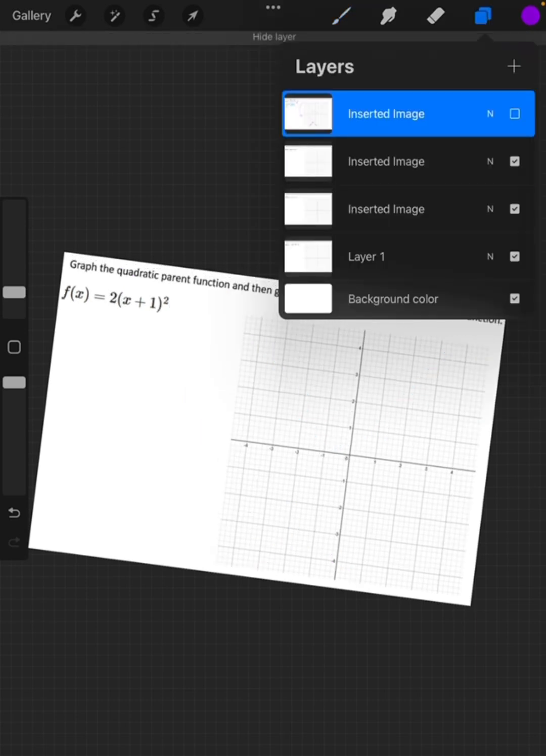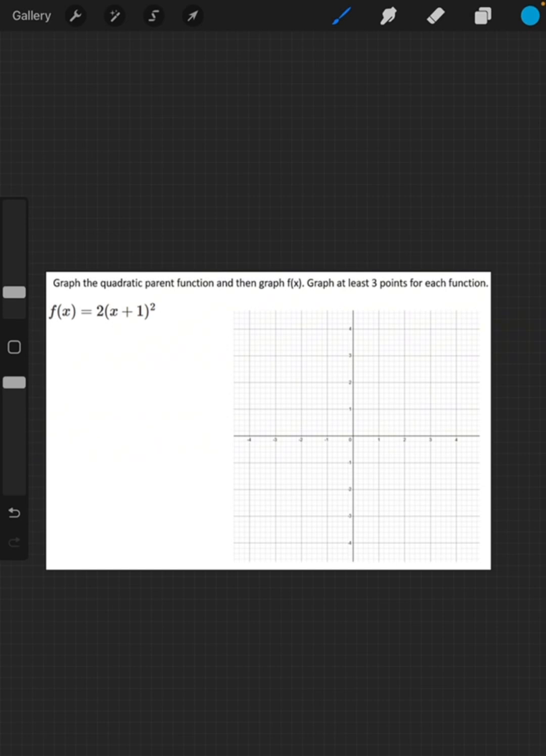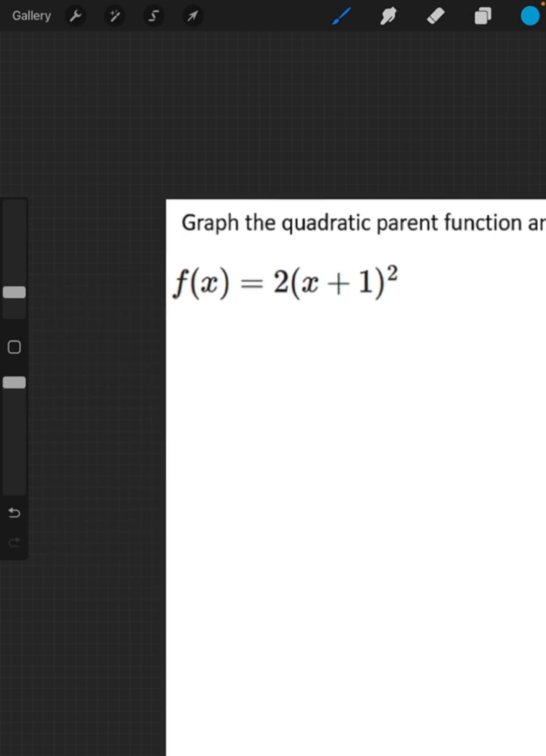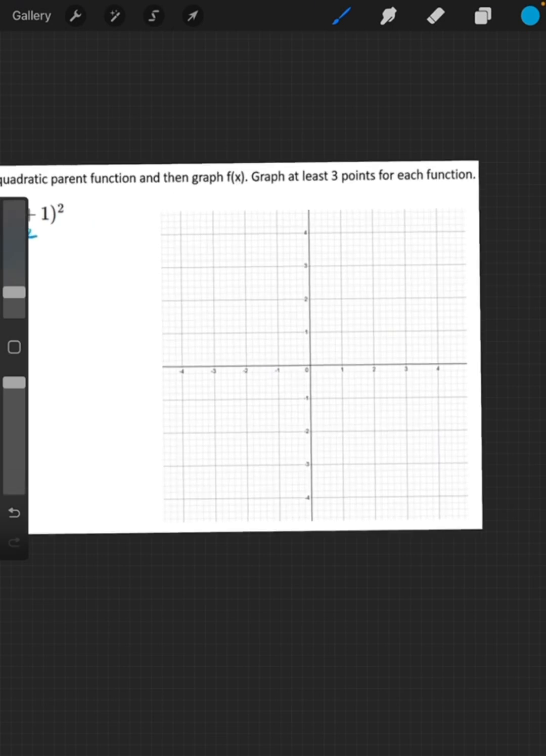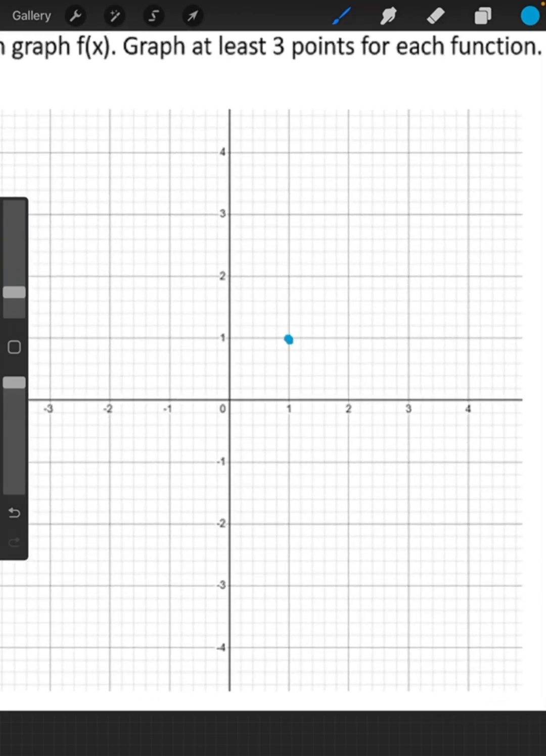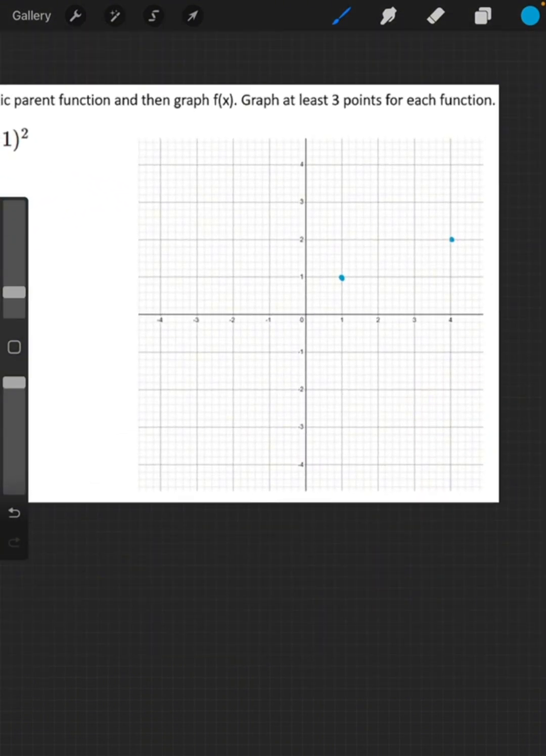Okay. Next one, graph the quadratic function and graph f of x, graph at least 3 points for each function. Okay, so the y value would be x squared. And for every x plugged into the equation, the y would just be the square root of that. So the square root of 1 is 1. Square root of 4 is 2.